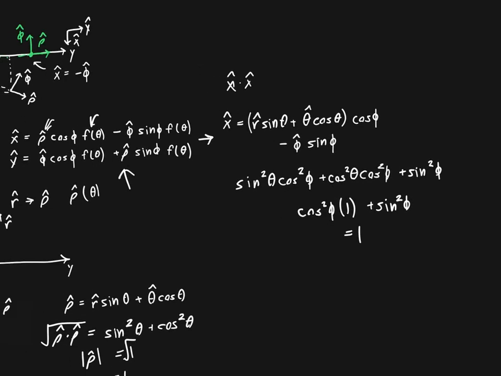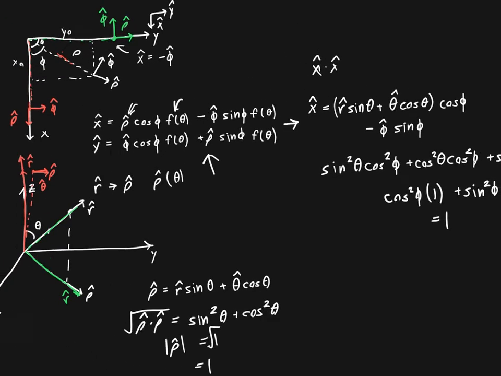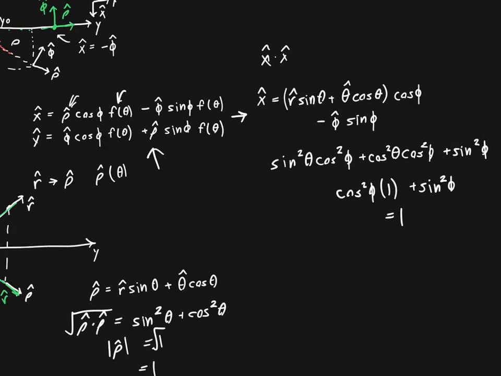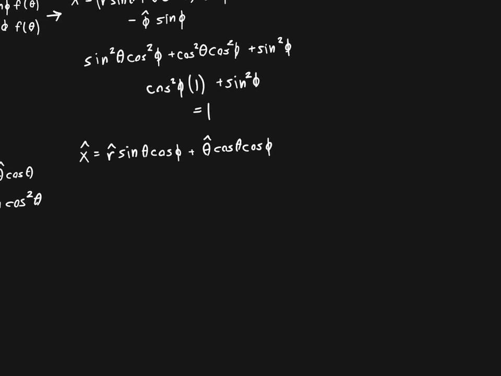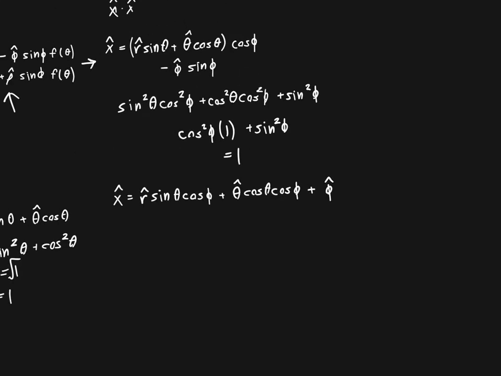And the same is true for the y hat vector. So if we rewrite this out in fully expanded form, x hat is just r hat sine theta cosine phi plus theta hat cosine theta cosine phi plus phi hat, or sorry, minus phi hat sine phi. This is a minus sign.